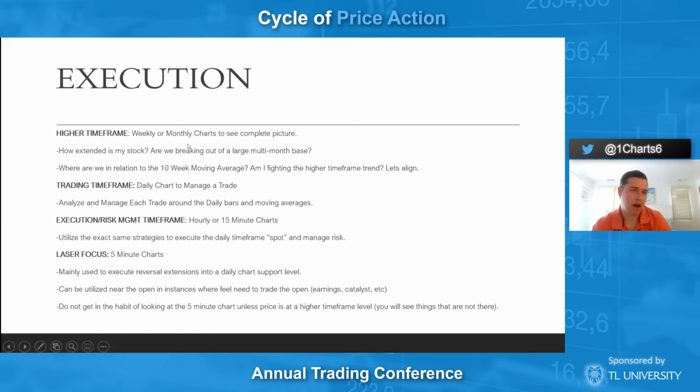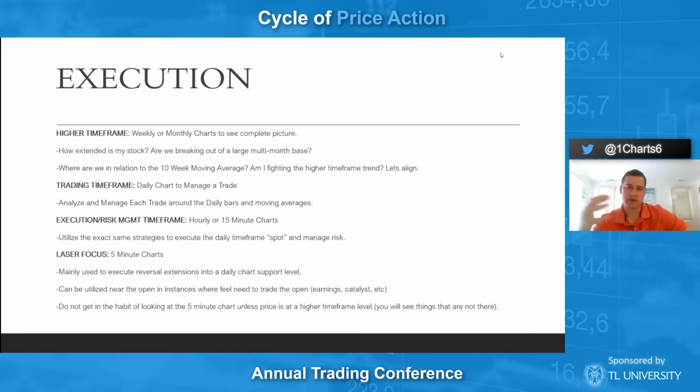So I am more of a swing trader. My main time frame is the daily time frame. So I like to apply multiple time frames. I'm sure Brian touched on this quite a bit in his presentation yesterday. But the way that I set up my trading business is, the higher time frame for me would be the weekly or monthly chart. I want to see the complete picture.